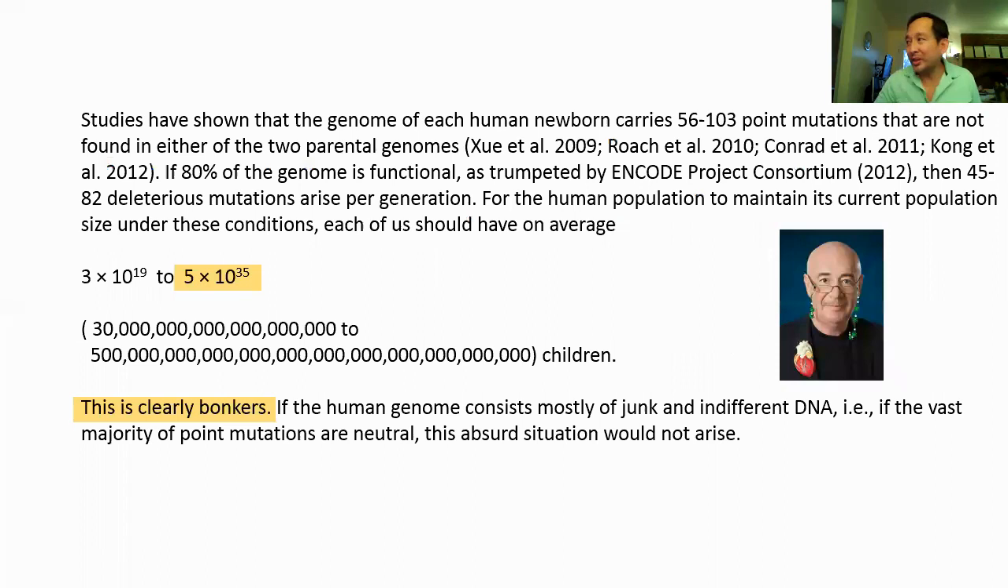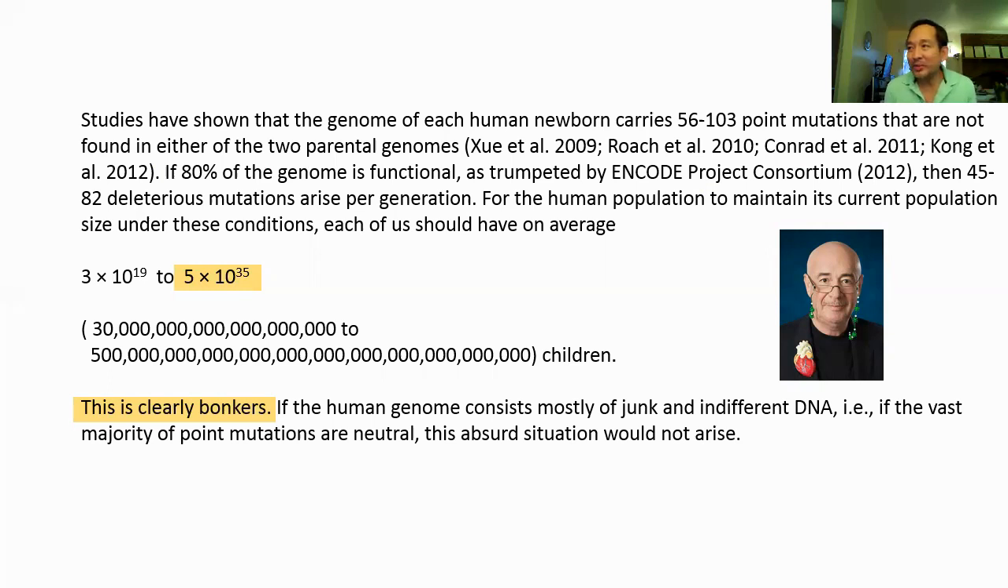And he said something kind of astonishing in that paper. He said, studies have shown that the genome of each human newborn carries 56 to 103 point mutations that are not found in either of the two parental genomes. If 80% of the genome is functional, as trumpeted by Encode Project Consortium 2012, then 45 to 82 deleterious mutations arise per generation. For the human population to maintain its current population size under these conditions, each of us should have on average 3 times 10 to the 19th to 5 times 10 to the 35th children. This is clearly bonkers. If the human genome consists mostly of junk and indifferent DNA, if the vast majority of point mutations are neutral, this absurd situation would not arise.